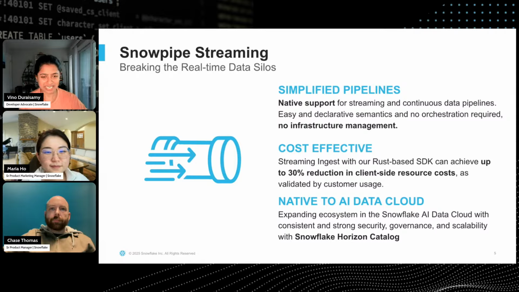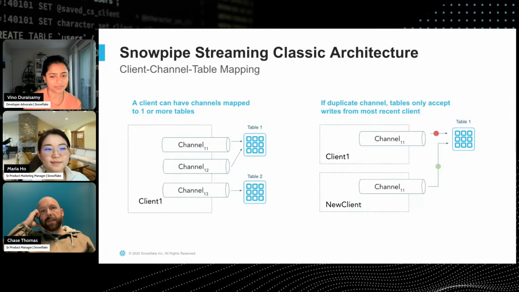Gotcha. This is fantastic. But tell me a little bit about this high performance architecture itself. What does this mean for the end user? Do I still continue to use Snowpipe Streaming, and Snowflake has just built this new architecture under the hood that's highly performant and cost effective for me? Or does that change how I use Snowpipe Streaming today? Chase, do you want to answer that? Yeah, let me answer that.